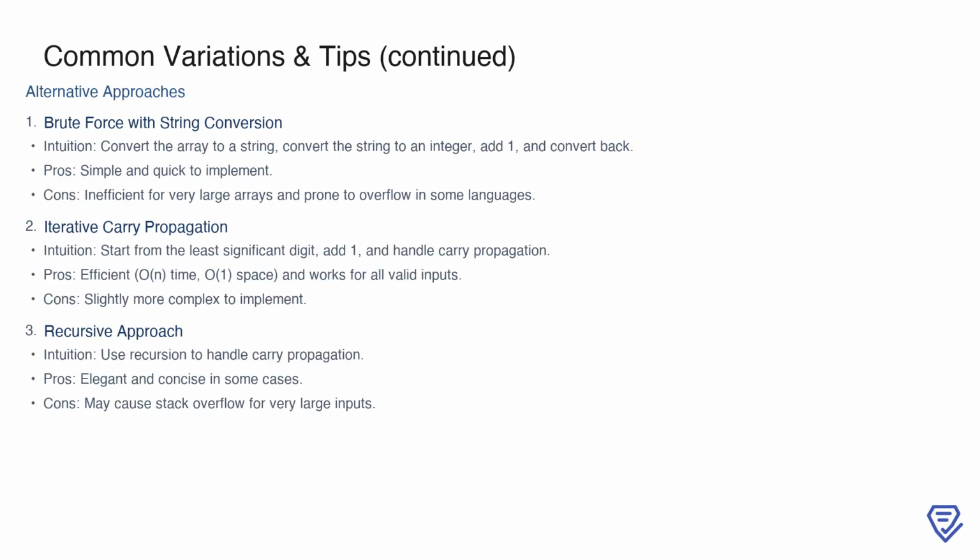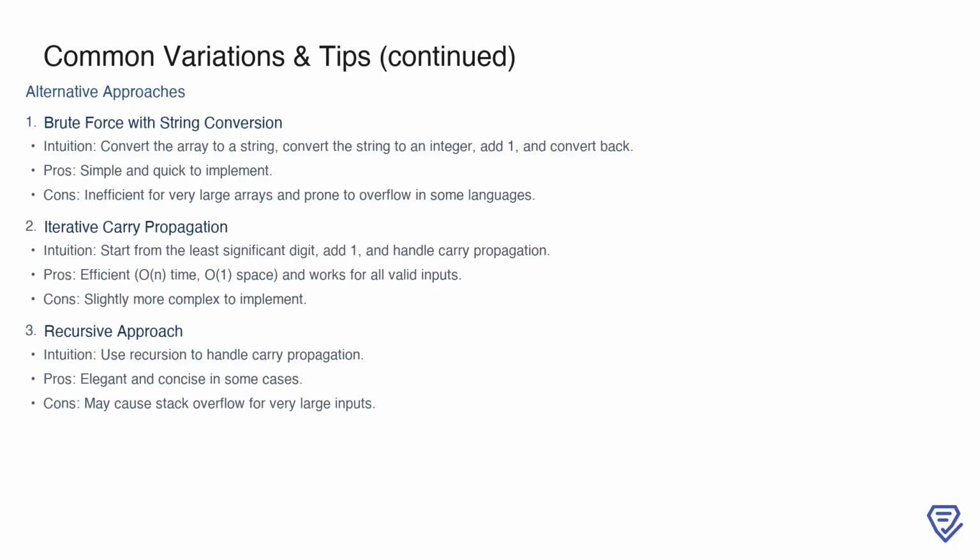There are several alternative approaches to solving the +1 problem, each with its own advantages and drawbacks. One straightforward method is brute force using string conversion. Here, you convert the array to a string, transform that into an integer, add 1, and then convert it back to an array. While this approach is simple and quick to implement, it's inefficient for very large arrays and can lead to overflow issues in languages with fixed-size integers.